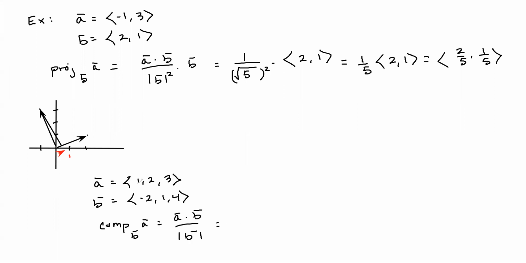And so A dot B, we're going to get -2 plus 2 plus 12. All right, so -2 plus 2 is 0, plus 12 is going to be 12. And then the length of B is going to be the square root of 4 plus 1 plus 16. 4 plus 1 plus 16, that is 21. Okay, and so this is going to be the length of the shadow.